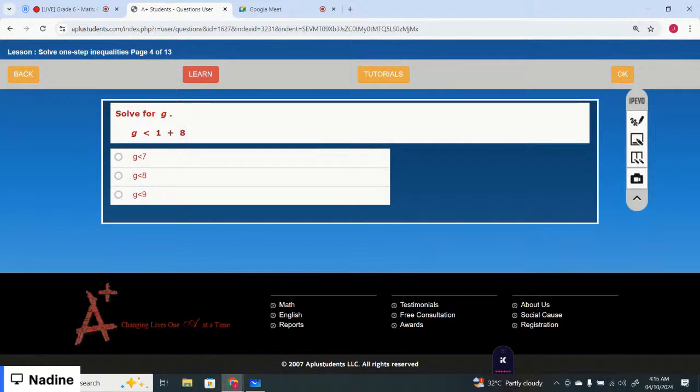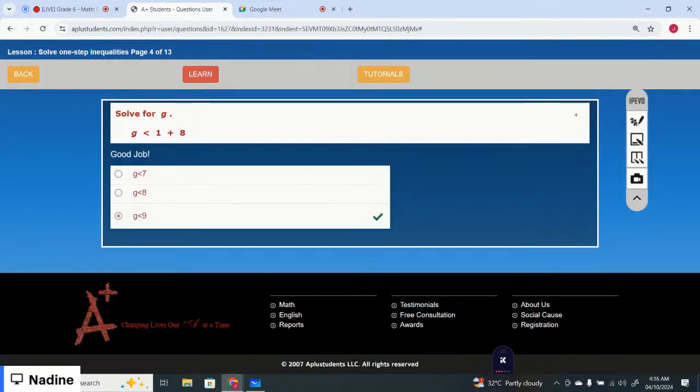Okay, the next one is solve for G. G is less than 1 plus 8. So which is the correct option? The correct option is... That is G is less than 9. Option number 3 is the correct option.